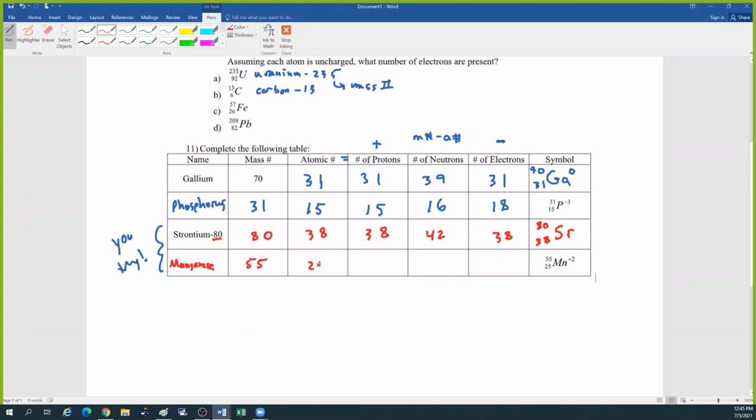25 is the atomic number, which is equal to the protons. This has a positive 2 charge. And because of that, there's 2 electrons less than protons. We have less negative charge. So we take 2 away from 25 for the electrons. And then the difference is just the number of neutrons. So I'll pause there and see if you have any questions, if you got any of them wrong or not sure how I got them.